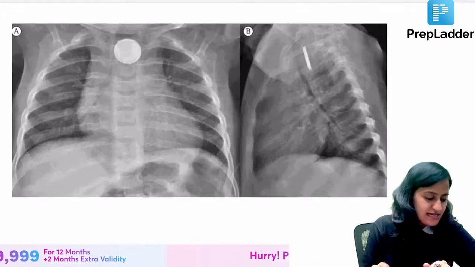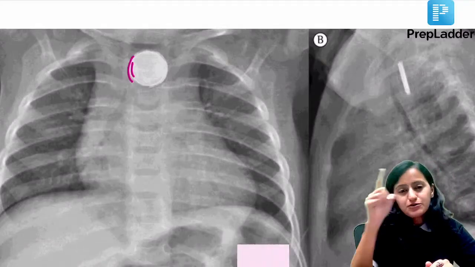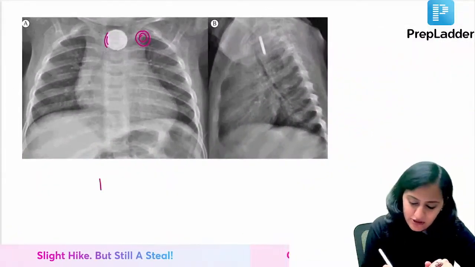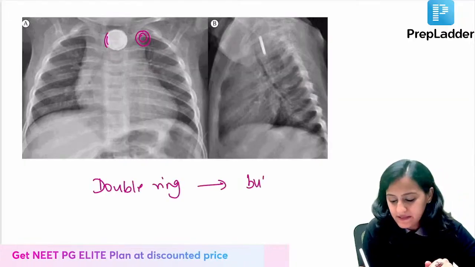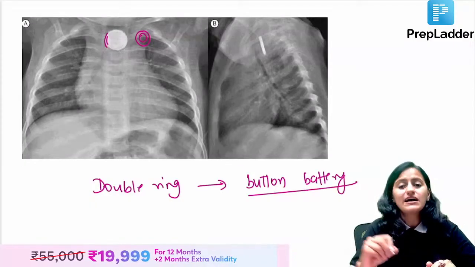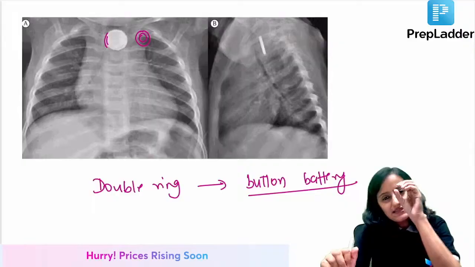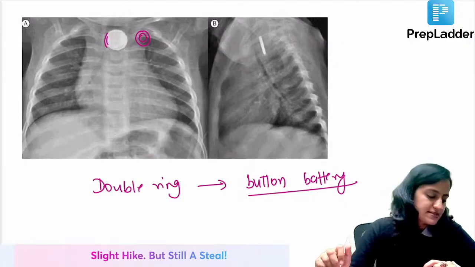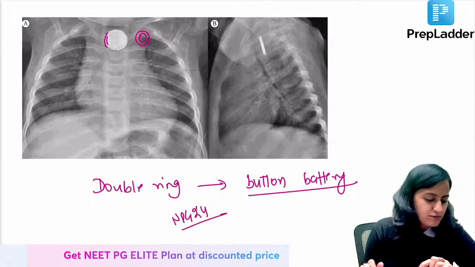Recent NEET PG exam question, right? You can see the double ring appearance. There are two circles, inner circle and outer circle that you are seeing here. So if you see a double ring or a halo-like appearance, remember it is not a coin. It is a button battery, asked in both INI-CET and NEET PG exams. Battery has inner circle and outer circle. Coin में सिर्फ एक ही दिखेगा, ठीक है? So double ring sign is button battery. Recent NEET PG 24 exam question.